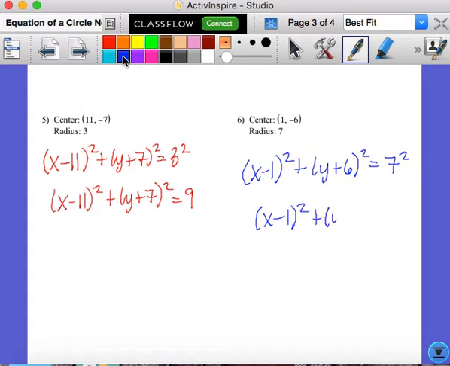So notice as we're plugging these values in for h and k, make sure that you notice we are changing the signs. So since our standard form has a minus h and minus k, this positive 1 became a negative 1, and this negative 6 became a positive 6. So be careful with those sign changes.